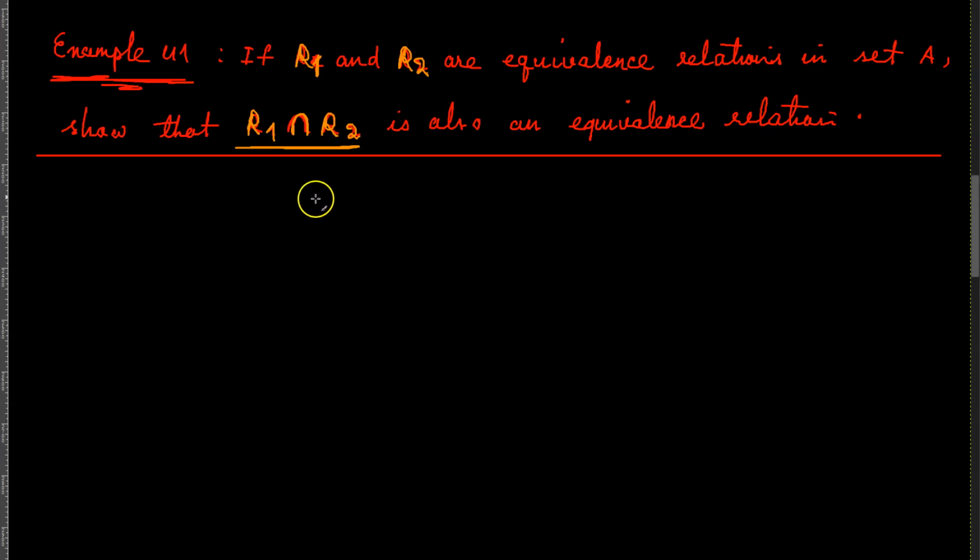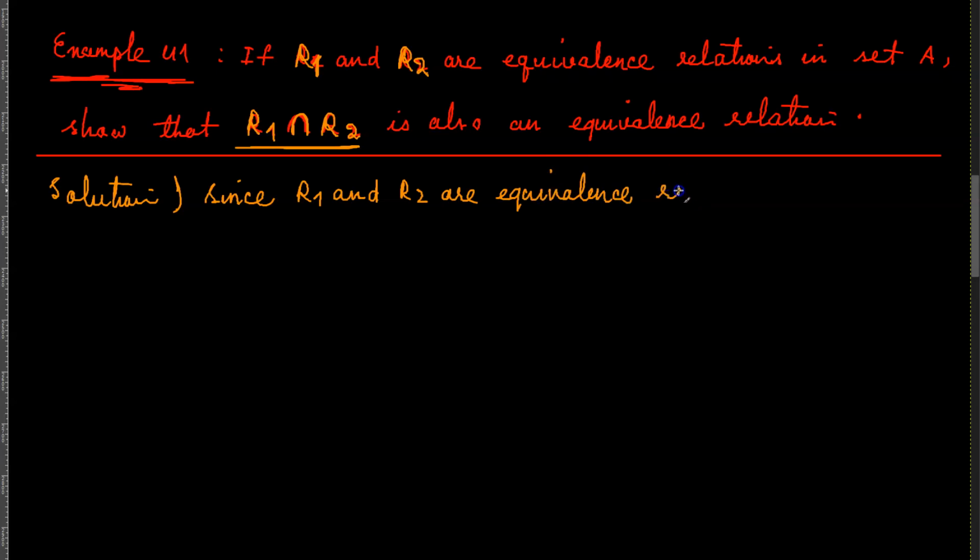Now let's write this down logically as the solution. As the solution, we have, since R1 and R2 are equivalence relations, (a, a) belongs to R1 and (a, a) belongs to R2, for all a belonging to A.